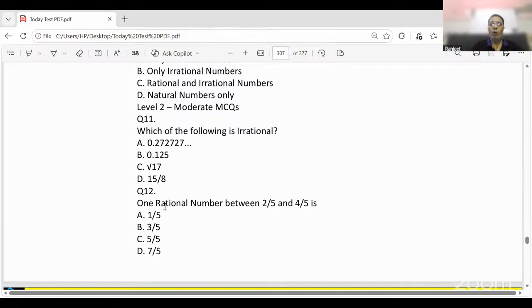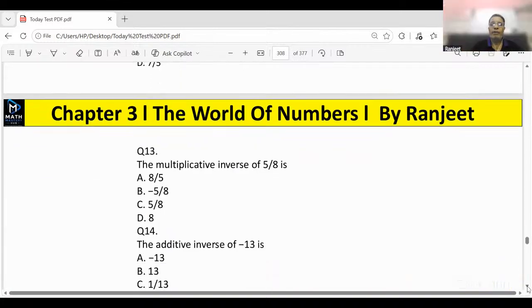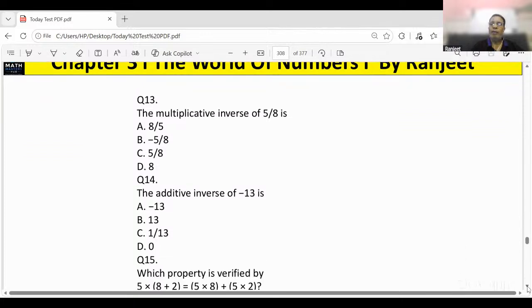Question number 12. One rational number between 2 upon 5 and 4 upon 5 is 3 upon 5. Okay. Question number 13. The multiplicative inverse of 5 by 8. Sir, minus 5 by 8. What is your answer now? Sir, 8 upon 5.